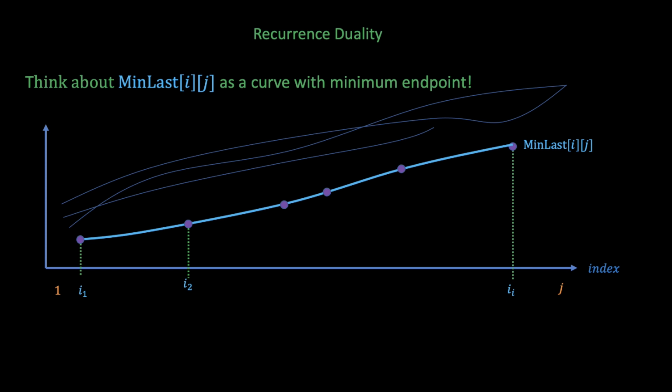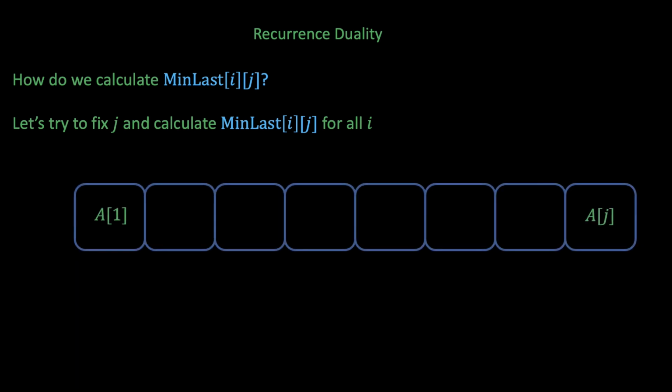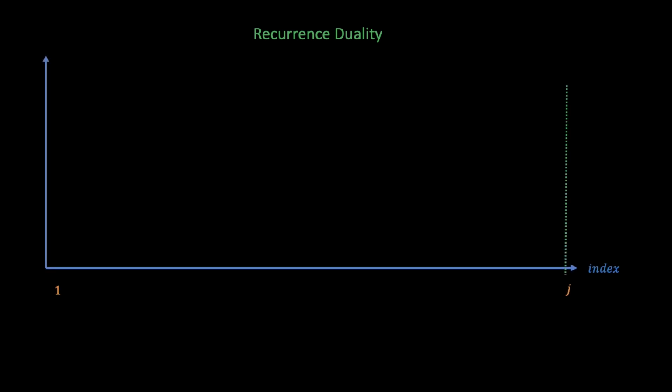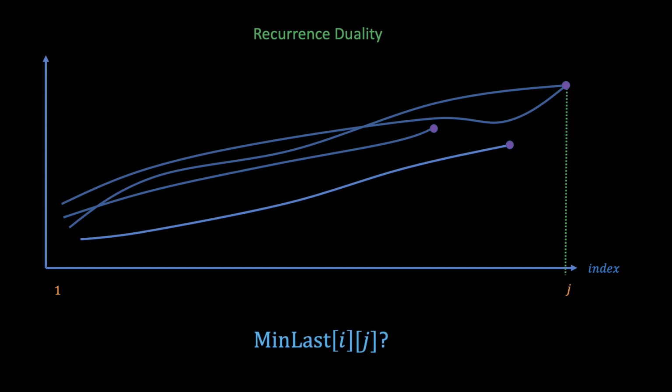Now, going back to the question, how do we calculate the recurrence for minimum last i,j? Well, let's fix j for now and try to calculate minimum last i,j for all i. Since we fixed j, we can think that we only have the elements a1 to aj in the array for now. Now, consider all increasing subsequences of length i in A1 to Aj. Where is the min last i,j in this case? Well, min last i,j is just the minimum endpoint across all those subsequences of length i.